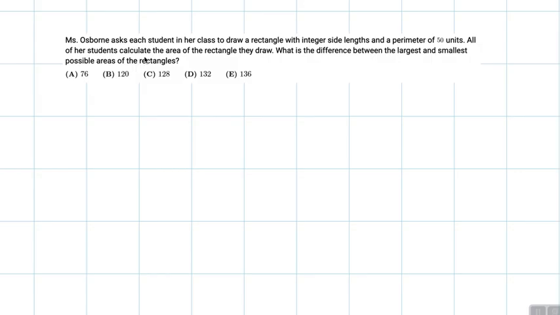Miss Osborne asks each student in her class to draw a rectangle with integer side lengths and a perimeter of 50 units. All of her students calculate the area of the rectangle they draw. What is the difference between the largest and smallest possible areas of the rectangles? Okay. Integer side lengths and a perimeter of 50 units. Okay. So it has to be the case that 2x plus 2y is equal to 50.